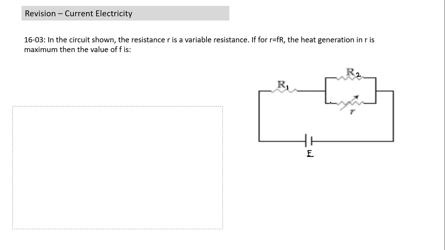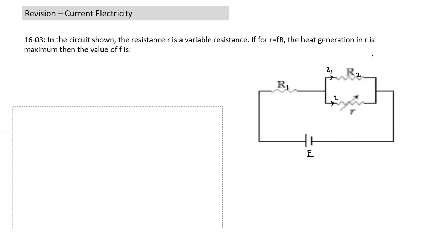Let's say the current flowing in this resistance R is I. I need to find I, which is a function of R. So I will write power as a function of R, and then I have to differentiate. That's how I need to do it. Let the current in the rest be I1, and the current in R is I.